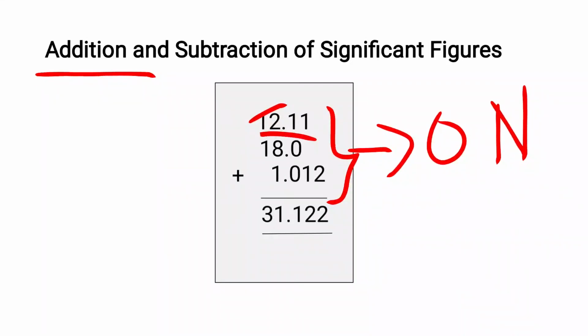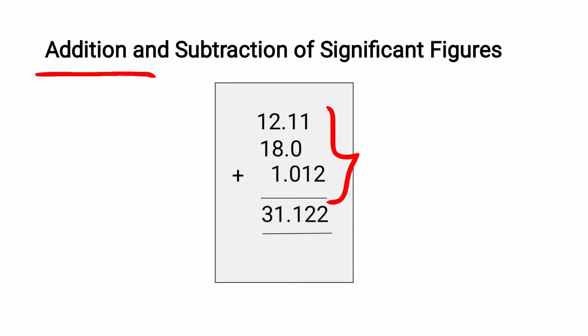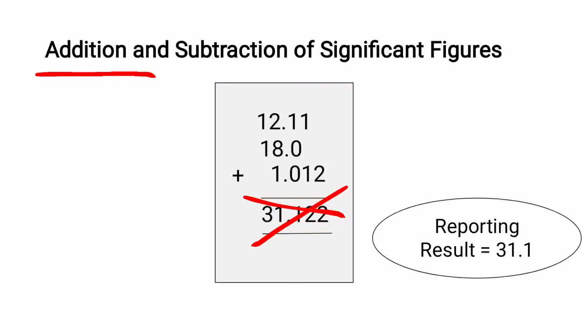Since 18.0 possesses only 1 digit after the decimal point, the reporting answer should also possess only 1 digit after the decimal point. So the reporting answer is not 31.122. Instead, it is said to be 31.1, which means that after the decimal point, even the result which has been reported possesses only 1 digit. Same rule is applicable for subtraction. Now let us go to multiplication and division of the significant figures.